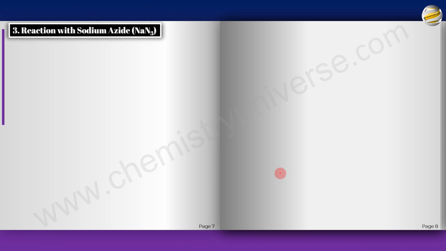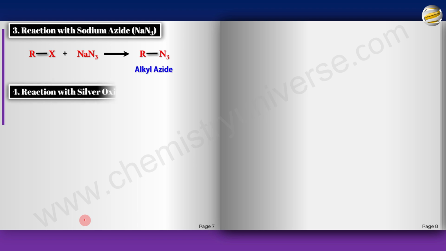This is the reaction with sodium azide, NaN3. Again, it's a very simple nucleophilic substitution reaction. It is Na plus and N3 minus. Remember, this is N3 negative, azide ion. So this is going to act as a nucleophile and replace the X, and you'll get RN3. It's called alkyl azide.